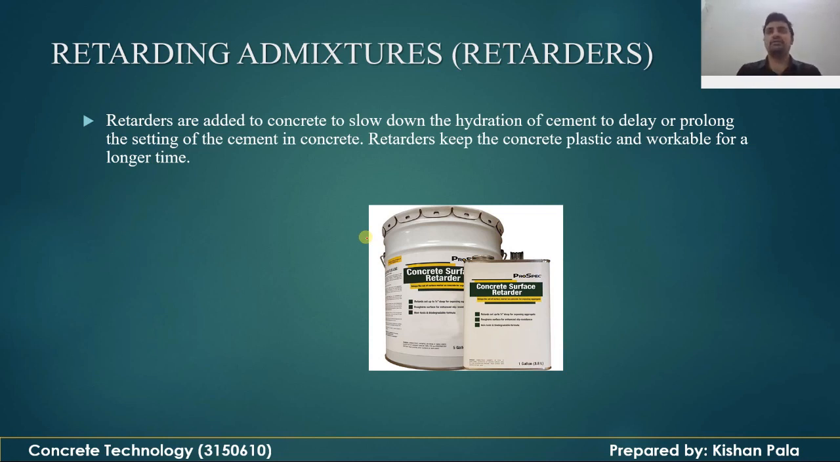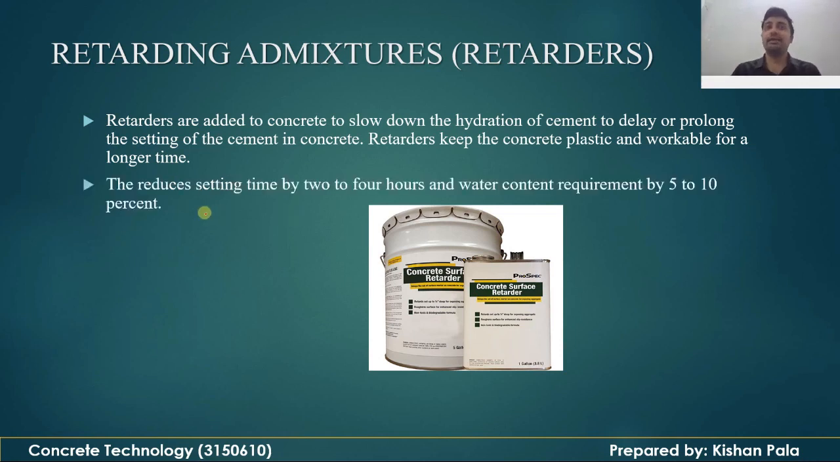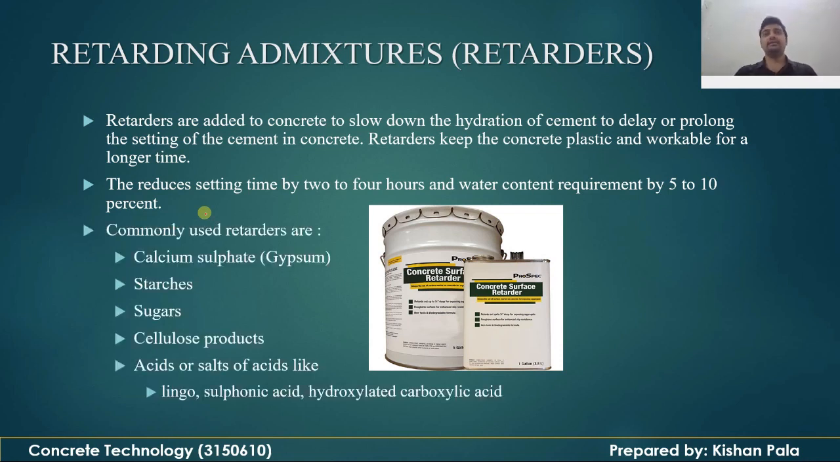I am giving you an example, RMC, ready mix concrete. This is one of the best examples of the retarders they are using in their concrete mass to reduce the setting time by 2 to 4 hours. Remember that our normal setting time is 30 minutes, but 30 minutes to 2 to 4 hours can be possible with the use of the retarders. And the water content required is reduced by 5 to 10 percent. It depends on the type of the retarders.